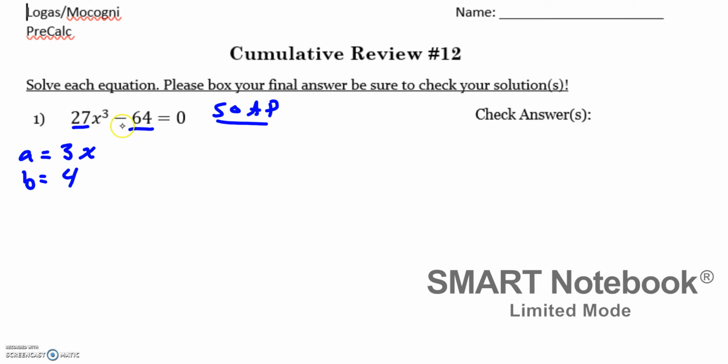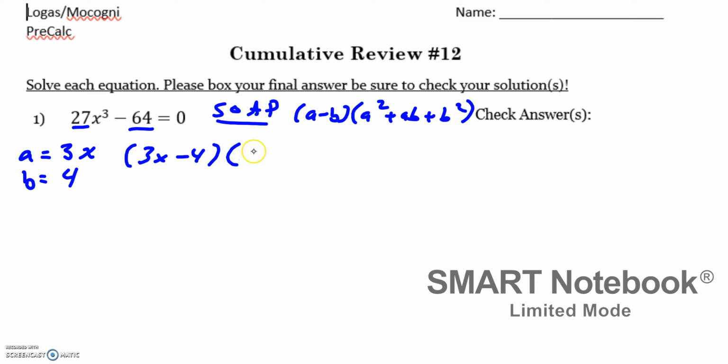Because I have a minus sign, the SOAP formula I'm going to follow is a minus b, a squared plus ab plus b squared. So, in this case, if I use these a's and b's, we would have 3x minus 4. Now here, if I am squaring 3x, I have to square both the 3 and the x. So I would have 9x squared, not 3x squared, plus a times b. So 3x times 4 is 12x. And then b squared, 4 squared is 16. And all of this still equals 0.